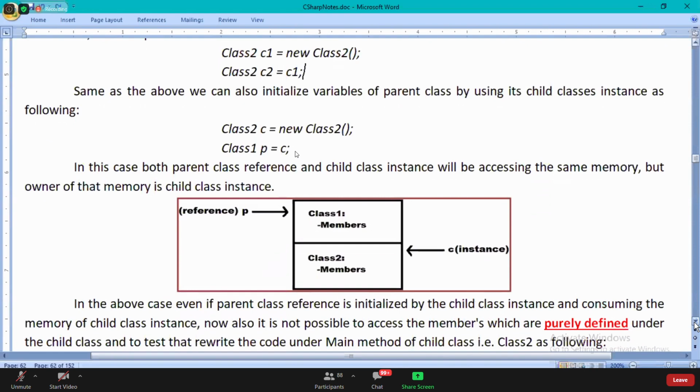Rule is rule, guys. Parent cannot access child members. Read the description below.